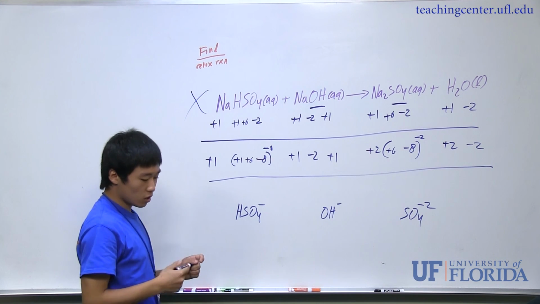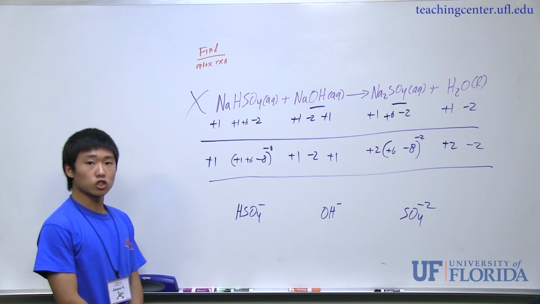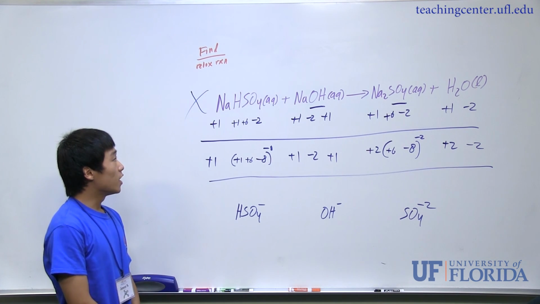So that means the only one that was a redox was option 2, which should be answer 2 on your sheet, and you finally have your answer.